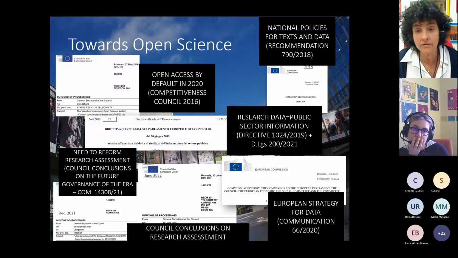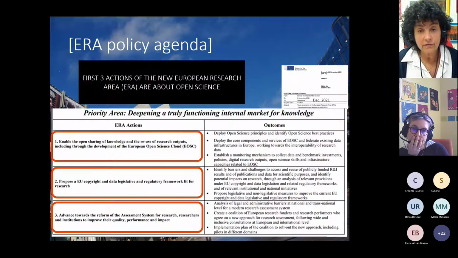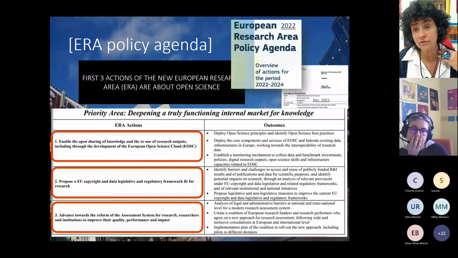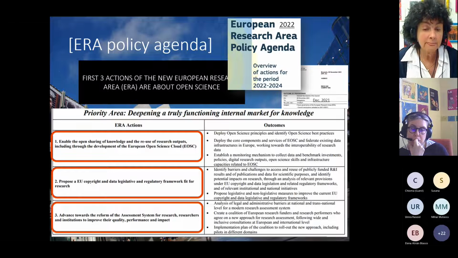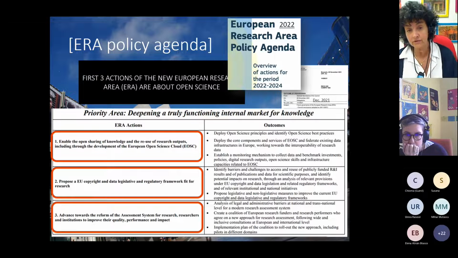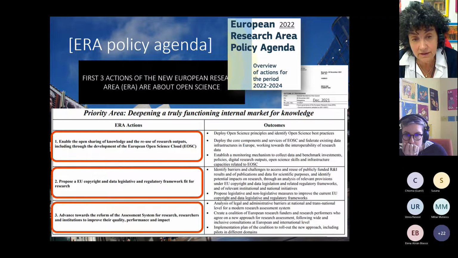So these are the legal basis of open science and the legal basis of Horizon Europe. And if you look at the first three actions of the new European Research Area Policy Agenda, they are all related to open science. The first one is about open science in itself and the European Open Science Cloud. The second one is about a copyright supporting openness and sharing. And the third one is precisely the reform of the research assessment system. Italy endorsed all the three actions. Please check if your country did the same, but I'm sure they did.